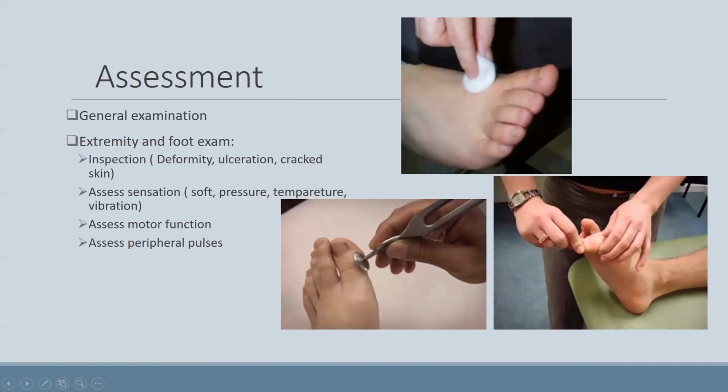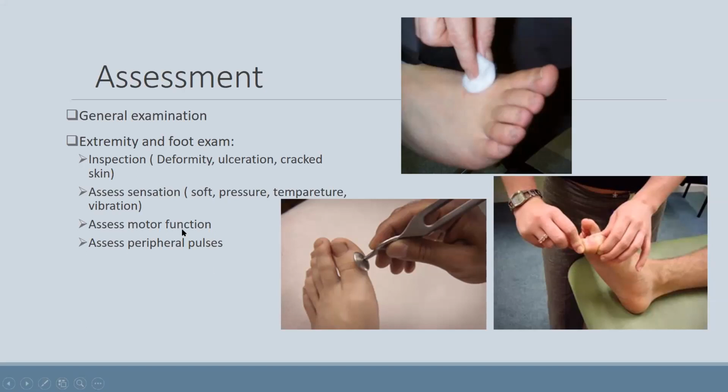The most important thing, after doing your general examination, is to look at the patient's foot. Inspect the foot, look for deformities, look for ulceration, look at the skin, and then assess the patient's sensation. You can assess for soft touch, using a cotton bud to touch the skin to see if the patient can feel it. Assess them for pressure, can they feel different temperatures? You can assess for vibration as well if you have a tuning fork. I think you use a tuning fork that's around 128 hertz.